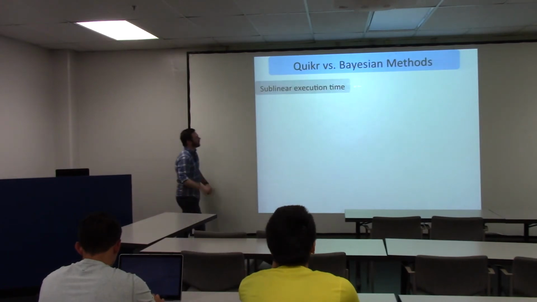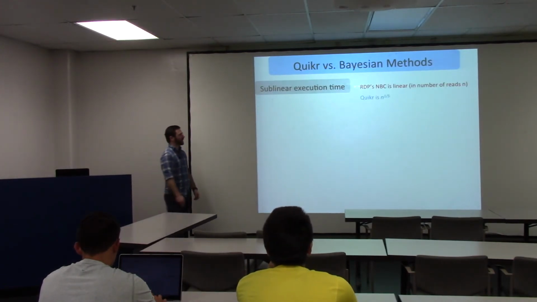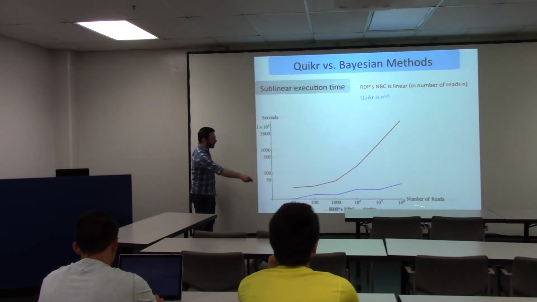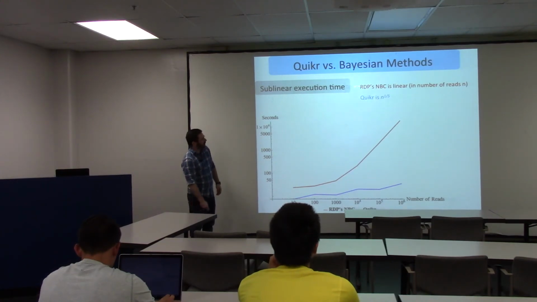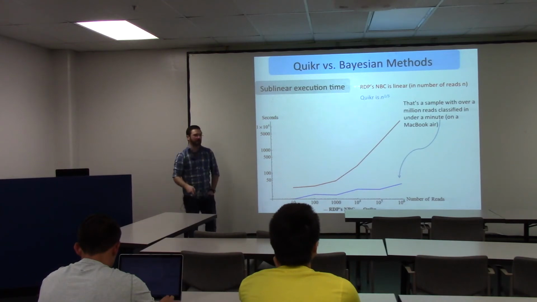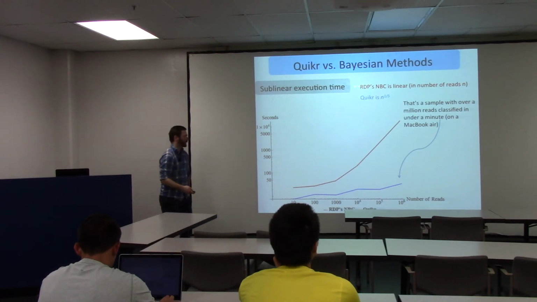How fast? Well, let's look at it. It has sublinear execution time. So here is a log plot. Over here is the number of reads in the sample. Here is the number of seconds to classify. So RDP's NBC is linear right here. Quicker is pretty dang quick. How quick? This right here is a sample of over 1 million reads. So over 1 million reads classified in under a minute. Whereas using RDP's NBC, that would take about 10 to the 4th seconds. So it's pretty dang ridiculously fast.